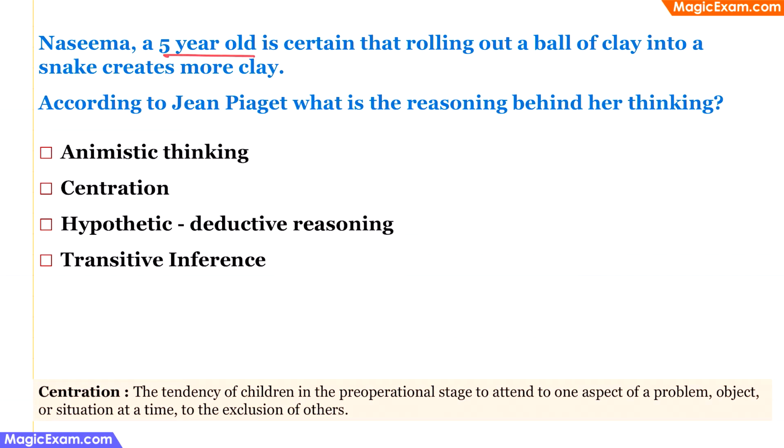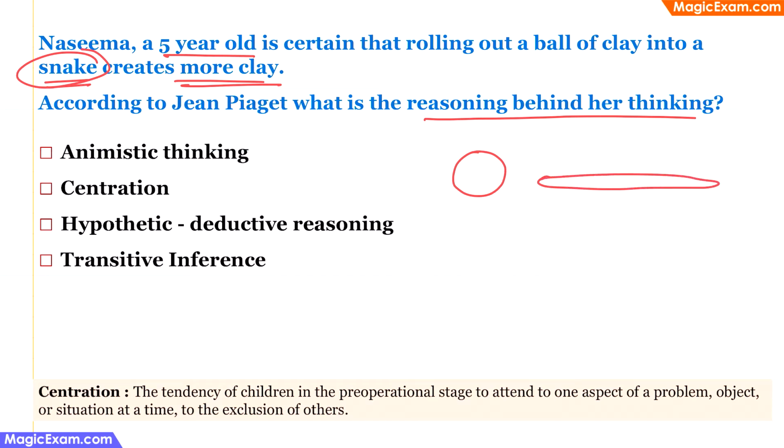Naseema, a 5-year-old, is certain that rolling out a ball of clay into a snake creates more clay. According to Jean Piaget's theory, what is the reasoning behind her thinking? Now, the child has a ball of clay which is of this size, and the child rolls it out to form a snake. So it becomes like this. So now the child thinks that the quantity of clay has increased because she has rolled it out in the form of a snake. So what is the reasoning behind her thinking? Now this is called centration, and that is the correct answer here.